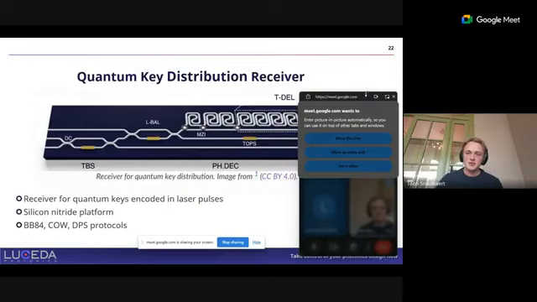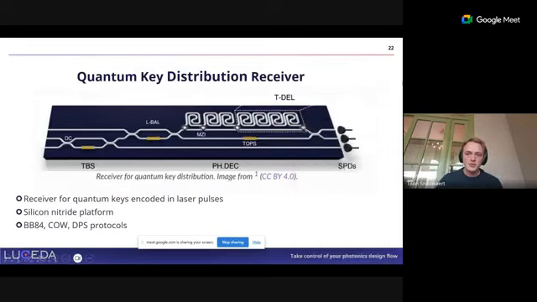So the application example that I will discuss at the end of this session is a quantum key distribution receiver. In this receiver, a quantum key is decoded from laser pulses, and it's created in a silicon nitride platform. It is compatible with certain protocols, the BB84, the COW, and the dual phase shift protocol, which is a protocol that we will implement for this example.